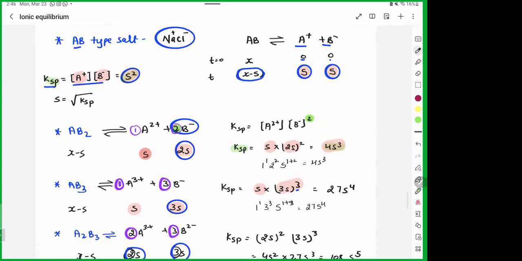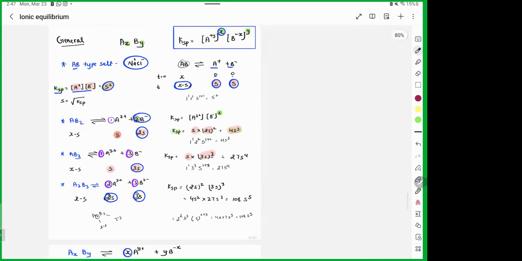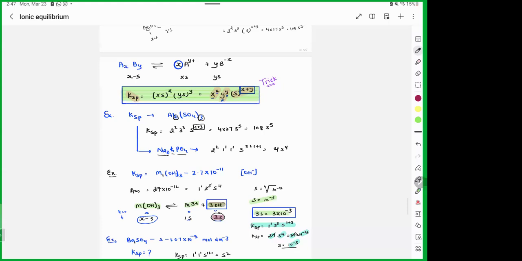If you have AB like this, so A1, B1. So 1, 1, solubility 1 plus 1, so S square. This is one thing. Done.